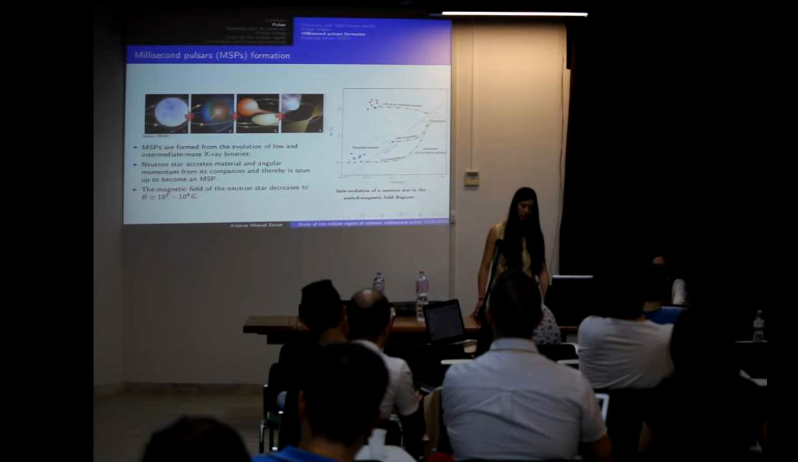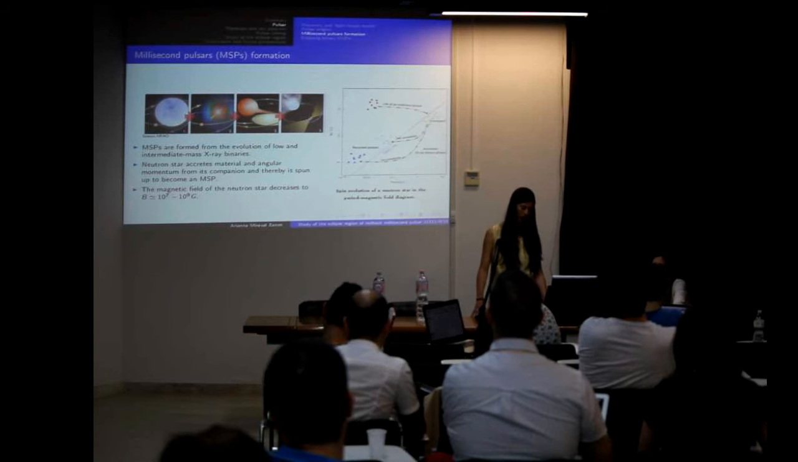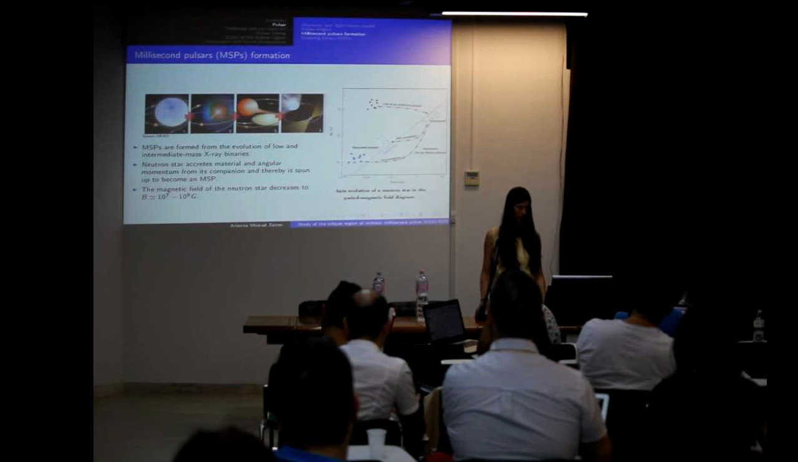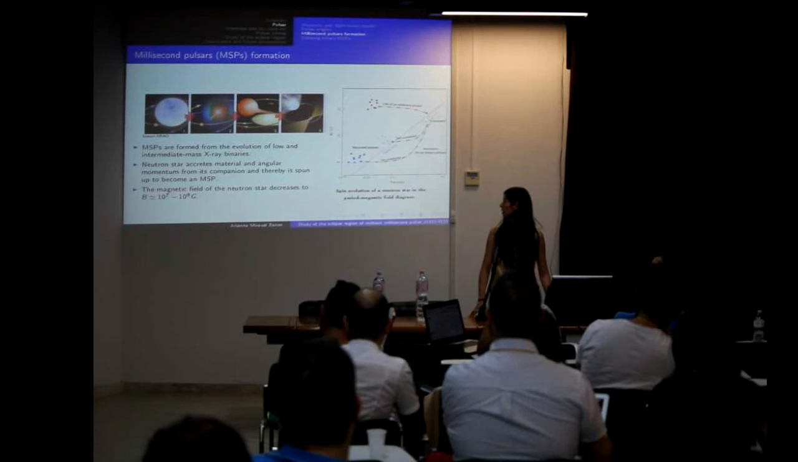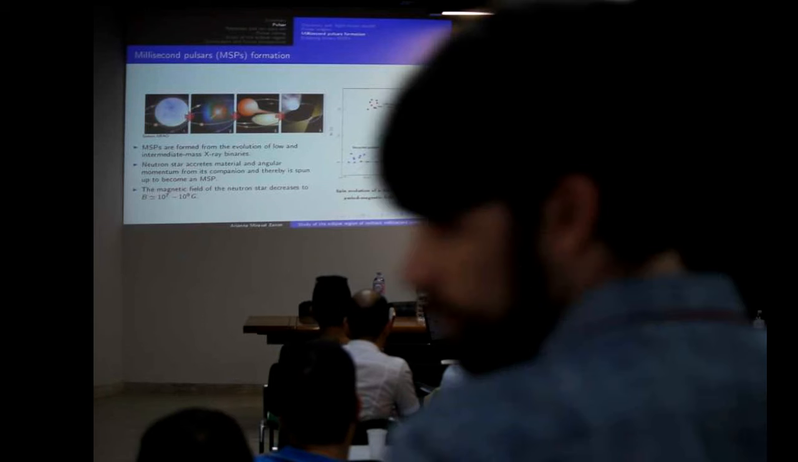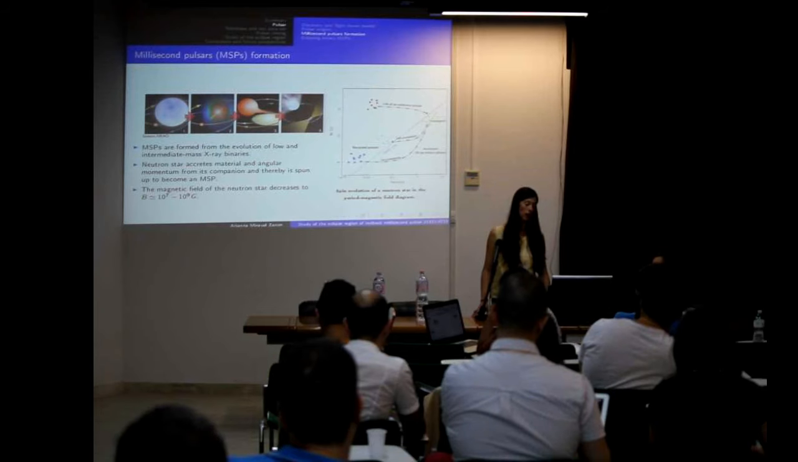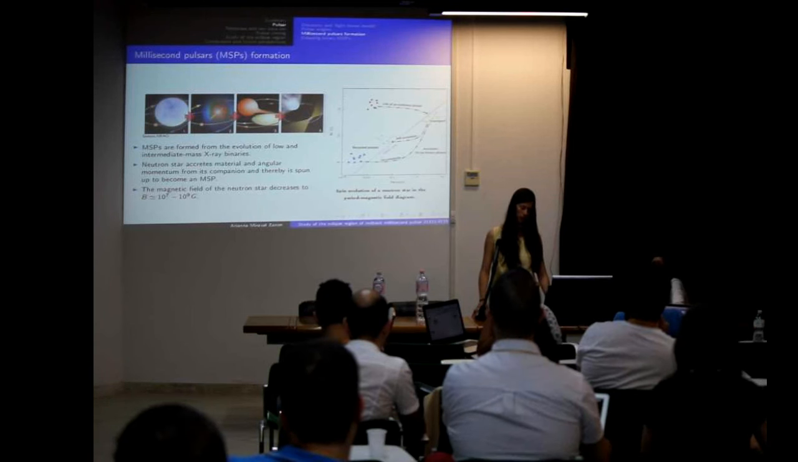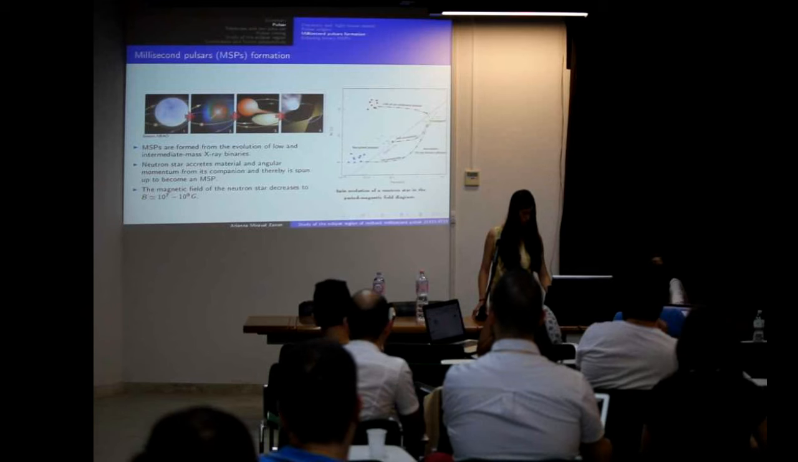But if the pulsar is in a binary system, in particular in a low or intermediate mass X-ray binary, the neutron star accretes material and angular momentum, like we can see in the third image. At the end of this phase, the pulsar spins up to become a millisecond pulsar, and the magnetic field of this neutron star decreases to 10^7 to 10^9 Gauss.